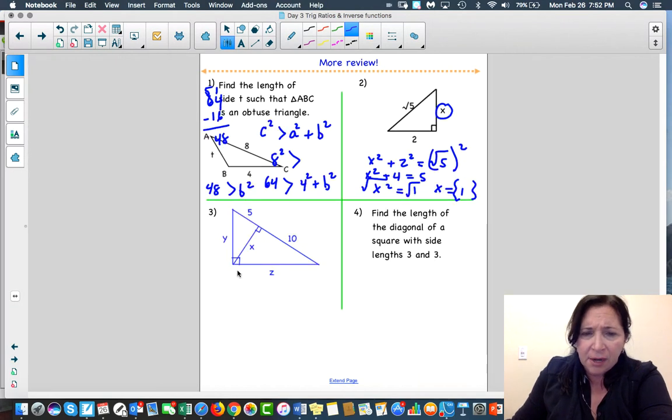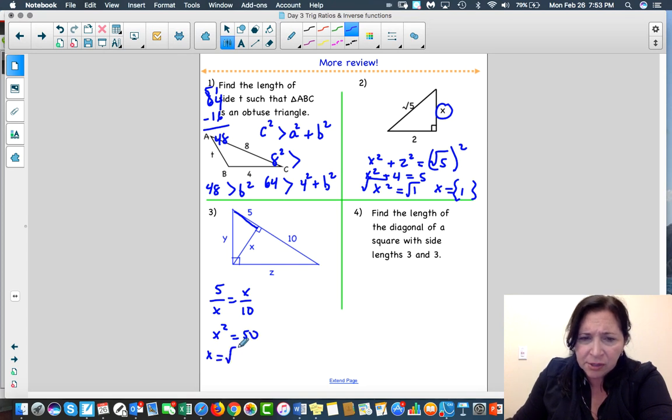And on the bottom here, we are going to try to find x, y, and z. We don't know the angles, but we are going to use a ratio. So the first one I'm going to find is x. So I'm going to go 5 base is to height. So 5 is to x as x is to 10. And across multiply, I get x squared equals 50.